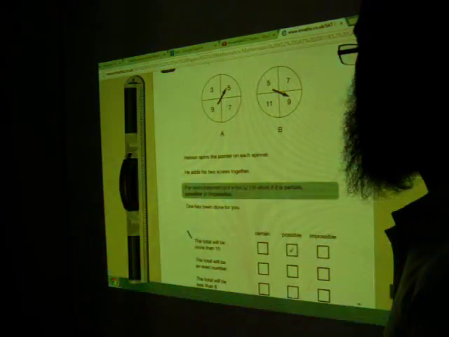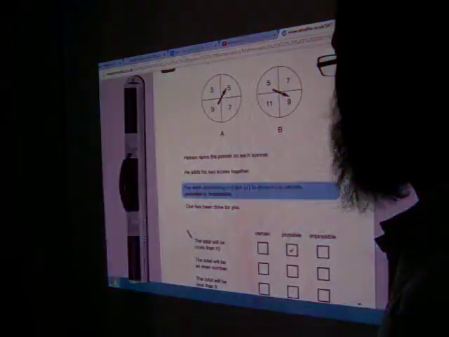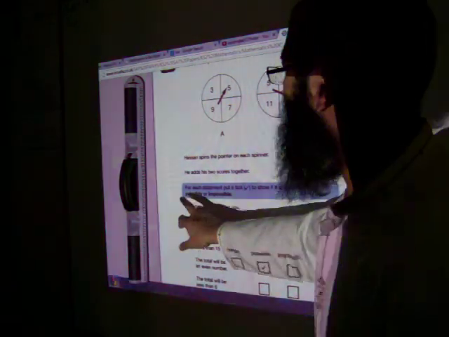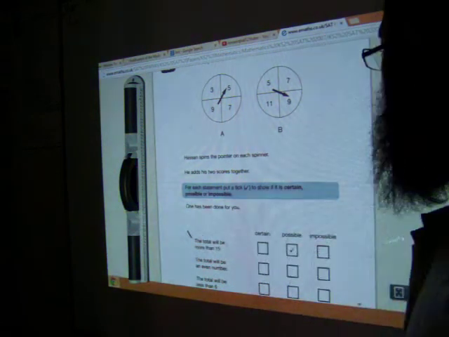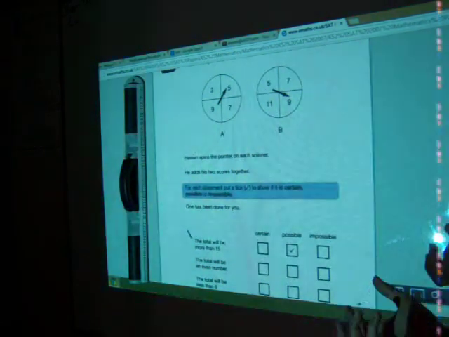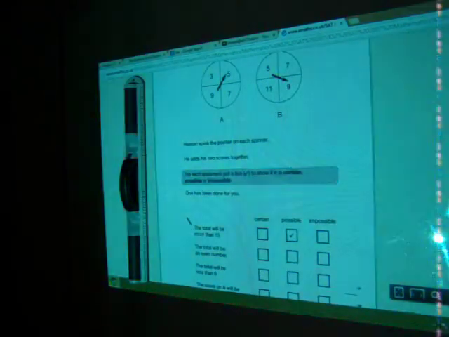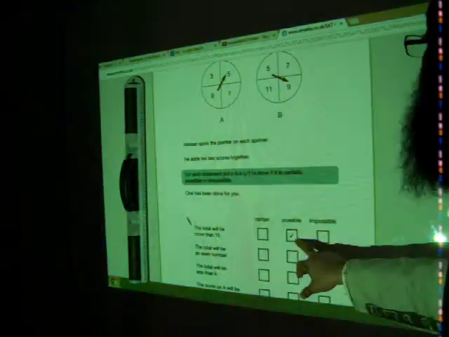Hassan spins the pointer on each spinner. He adds his scores together. For each statement, put a tick to show if it is certain, possible, or impossible. Okay, let's take up just a teeny bit more, please. I'll just stop there. Okay, the total will be more than 15 is possible.